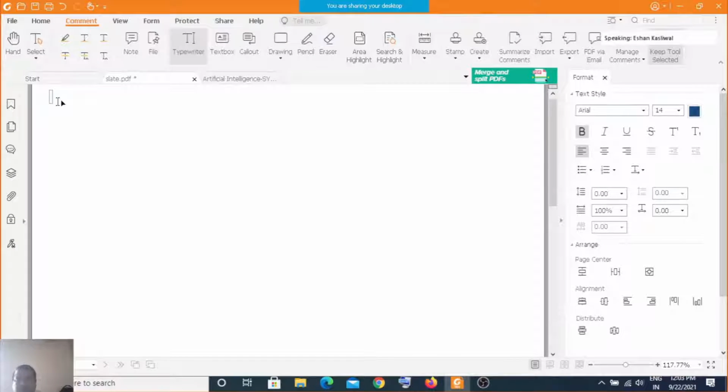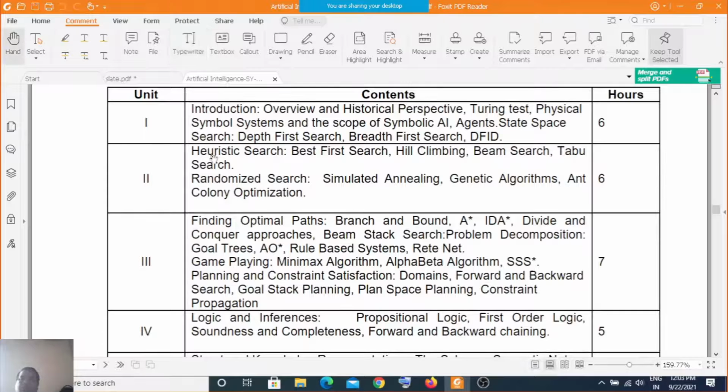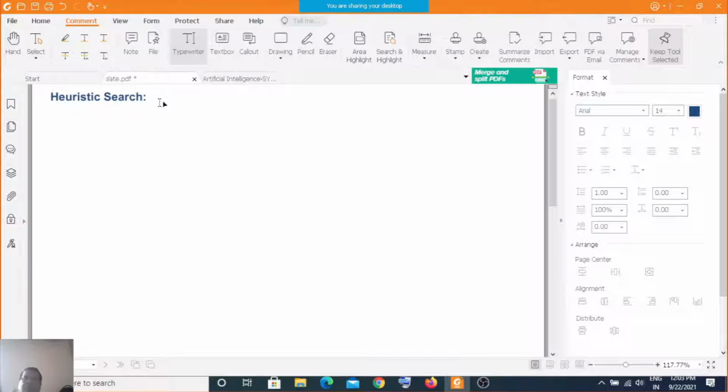So we are going to see the heuristic search. Please check the spelling. I think I have made some mistake. Heuristic. Heuristic. I always get confused with the spelling of this, at least. So here we are having this heuristic search algorithm.